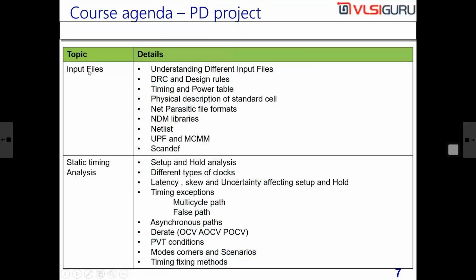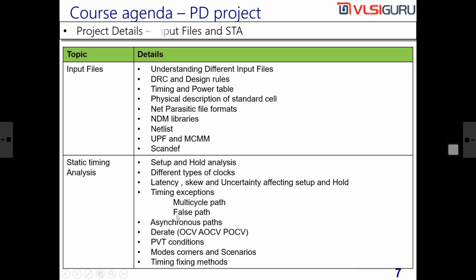First we'll start with what? Input files. What are the different input files for physical design? Then we do static timing analysis. What is setup check, hold check, what are types of clocks? What do you mean by latency, skew? What is multi-cycle path, half-cycle path, asynchronous paths, like clock domain crossing and resets, asynchronous reset, how to handle it, the derate, what are different types of derate, PVT conditions, methods to fix the violations, how to do it.